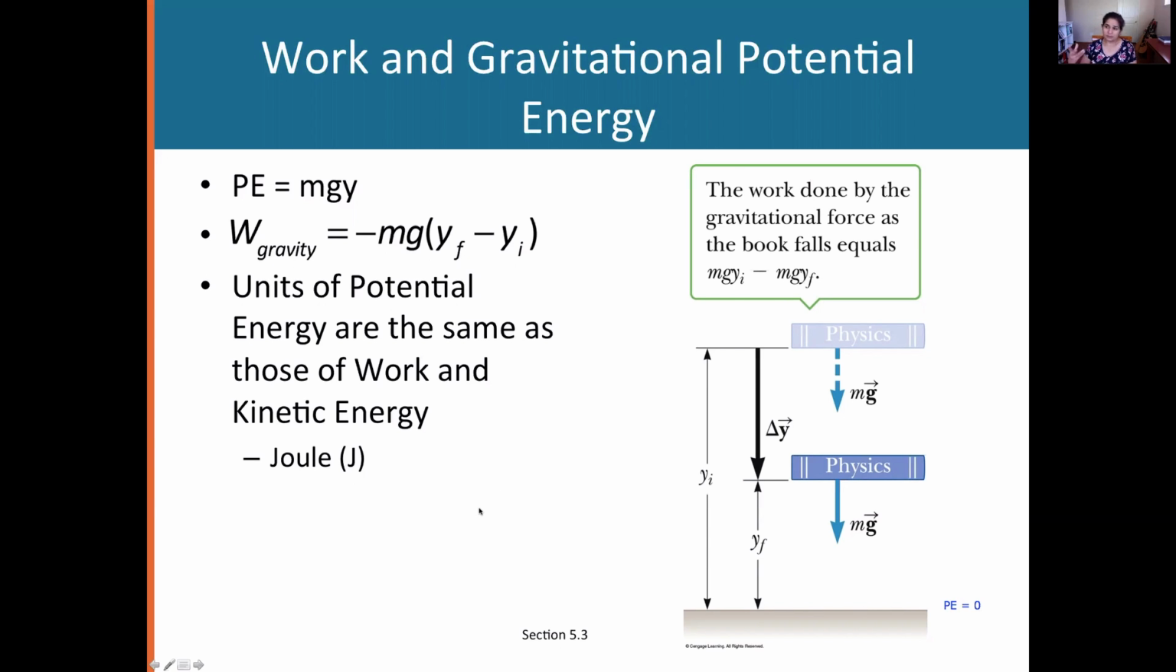And that work will be in joules, just like energy is in joules. So work and energy are interrelated, very closely related.